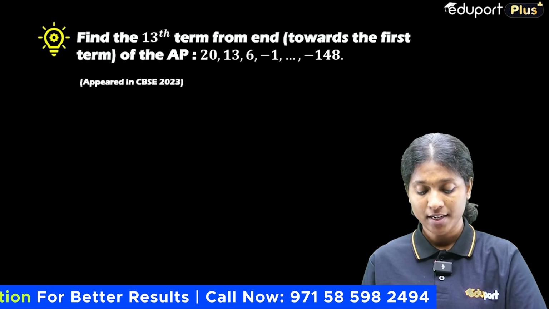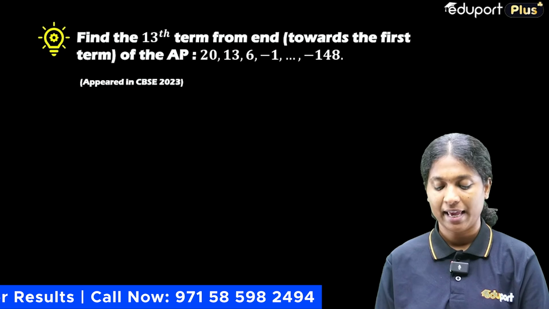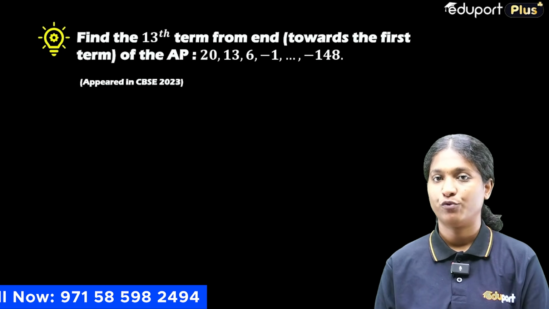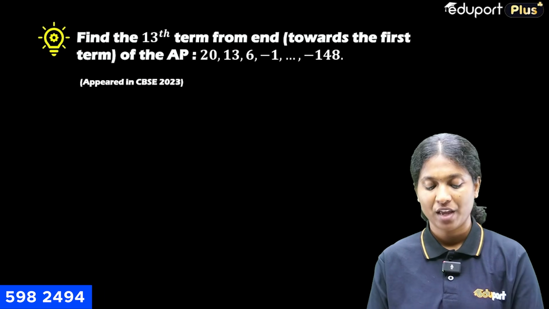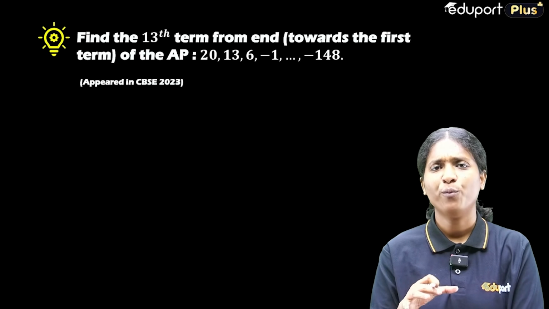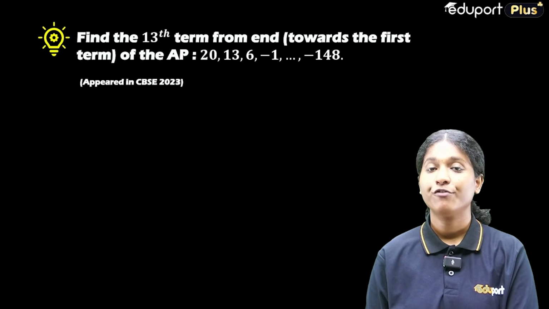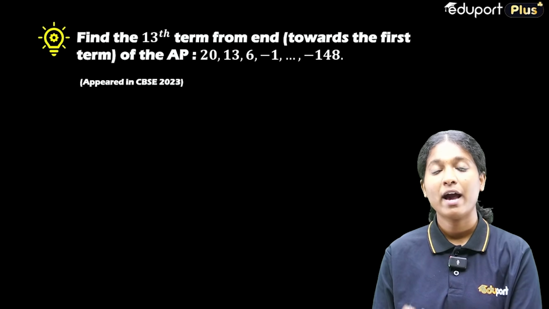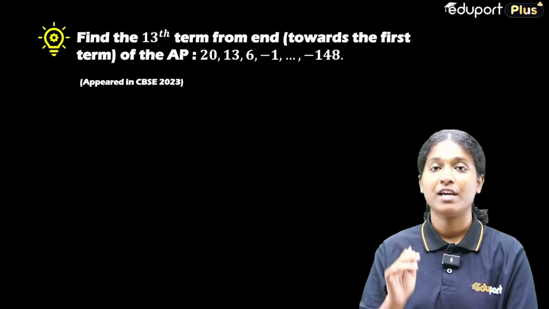Now, the next question: find the 13th term from the end towards the first term of the AP 20, 13, 6, minus 1, etc. up to minus 148. And this question appeared in CBSE 2023. Okay, so as we know how to find the nth term from the beginning by using the formula, if the question asks to find the nth term from the end of the AP, either you can reverse the AP or you can use a formula that we are about to discuss.